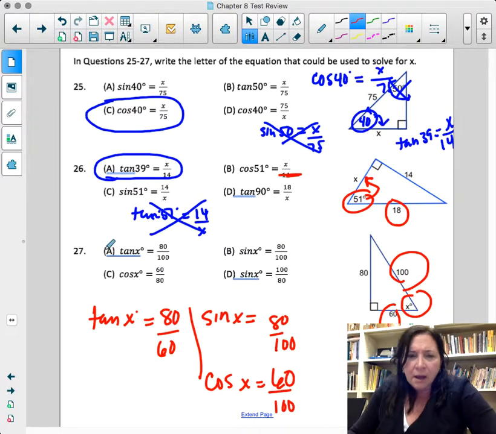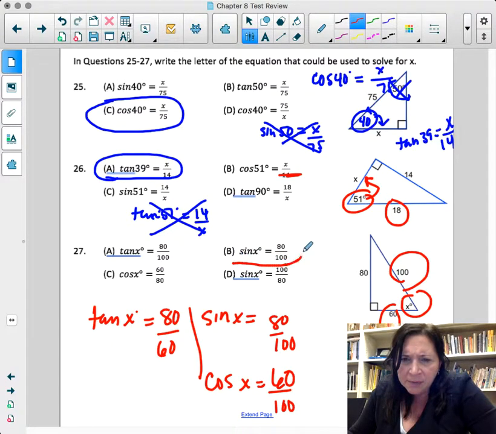Okay. Tangent of x, so what are my options? Is equal to 80 over 60? No. Sine of x is 80 over 100. There was my answer right there.